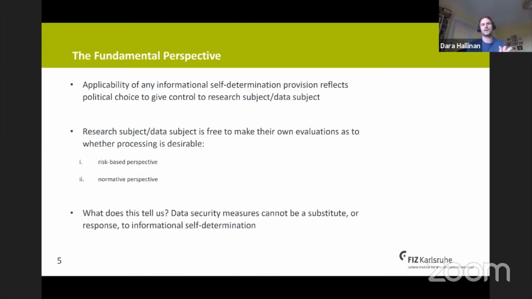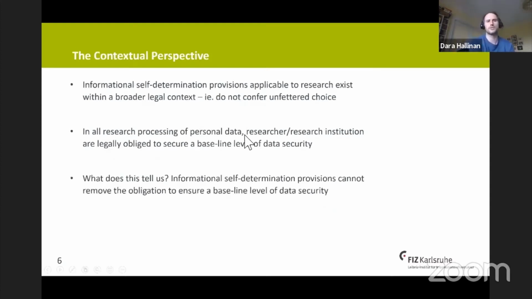So what does this consideration of the fundamental perspective of informational self-determination provisions tell us about the interaction between informational self-determination and data security measures? Essentially, it tells us, I think, that data security measures can't function as a substitute for informational self-determination when informational self-determination's provisions would otherwise be applicable. And second, it tells us that data security measures can't function as a holistic response to the exercise of informational self-determination. And the reason for this is, whilst it's true that data security measures can interface with the factors of processing definitive of the risk-based perspective, they'll tendentially do very little in relation to the normative perspective. Addition of supplemental data security measures isn't going to make a research or a type of research activity normatively more legitimate in any way. So with that, we move on to the contextual perspective.